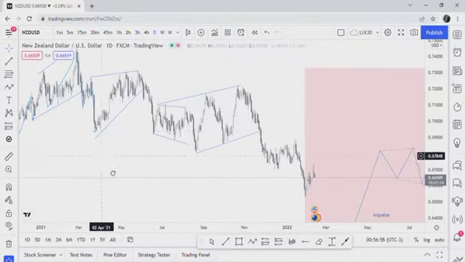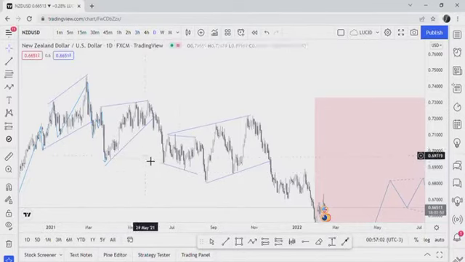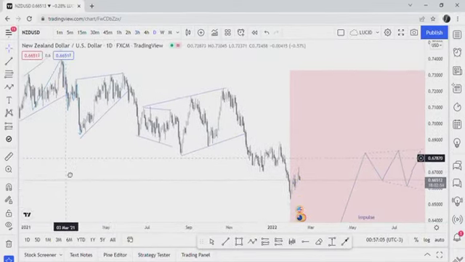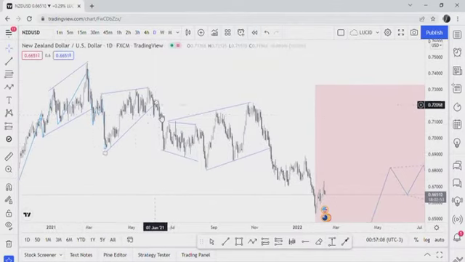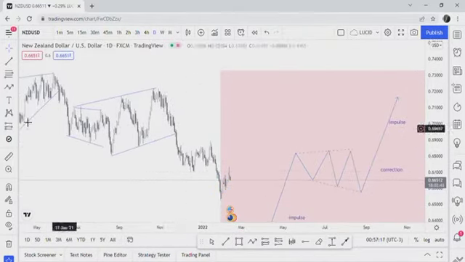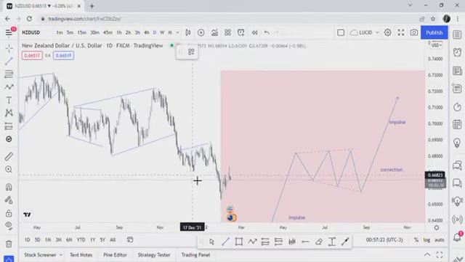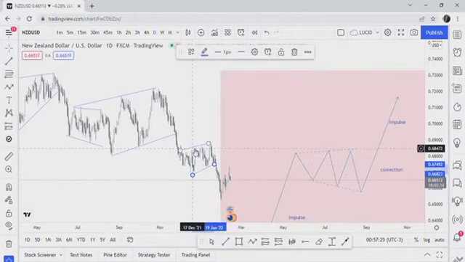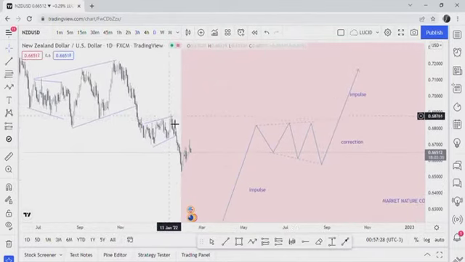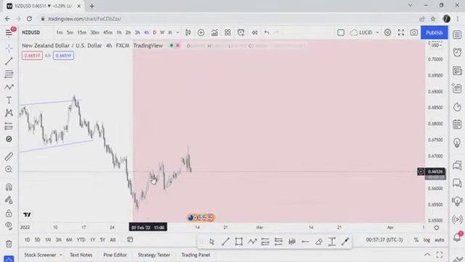So this is the nature of price. This is what price does. This is market nature. This is the nature of the market, right? So impulse down, correction to the upside, impulse down, correction, impulse down, correction, impulse, correction for another impulse, for another correction here. Then we got our continuation, impulse down. Let's take a look at this, impulse down, correction.